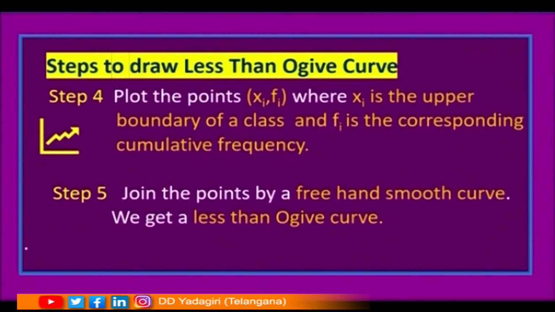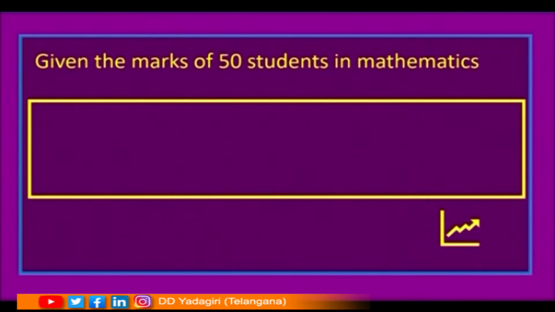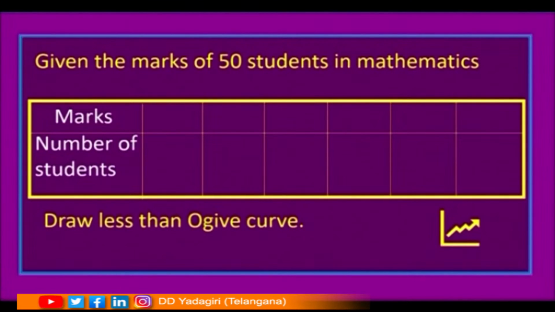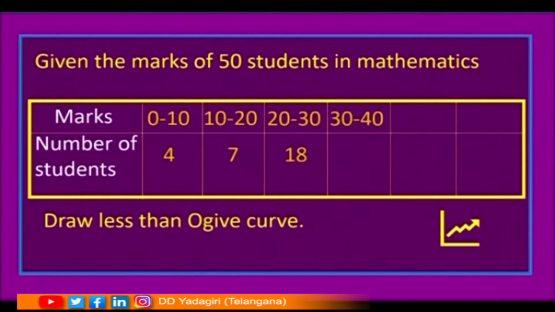To understand these steps, let us take an example. Here you have the marks of 50 students in mathematics. The first row is the marks and the second row is the number of students. The marks obtained are in the ranges 0 to 10, 10 to 20, 20 to 30, 30 to 40, 40 to 50 and 50 to 60, and the number of students, or frequency, given in the second row is 4, 7, 18, 11, 6, 4. So you are going to represent this as an Ogive curve.